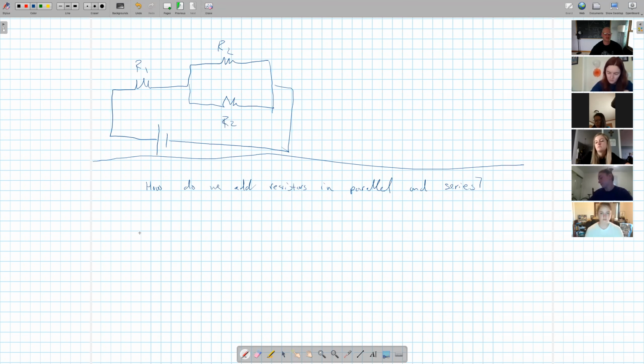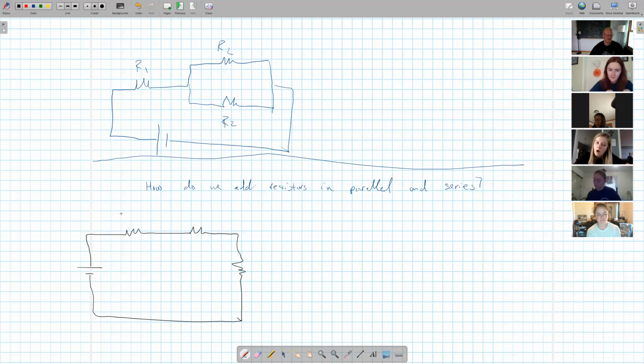So how do we do this? So let's actually draw this. Let's say I have a battery. Here's my battery. And we're going to first look at series. Let's say I have 3 resistors connected in series, and I want to know what is the equivalent resistance of all 3 of these added together.